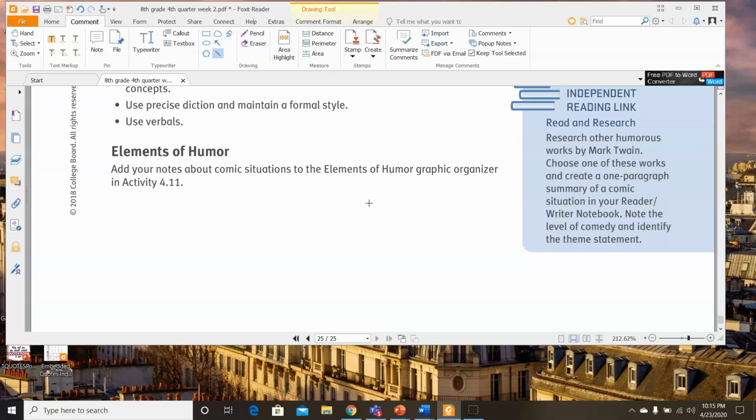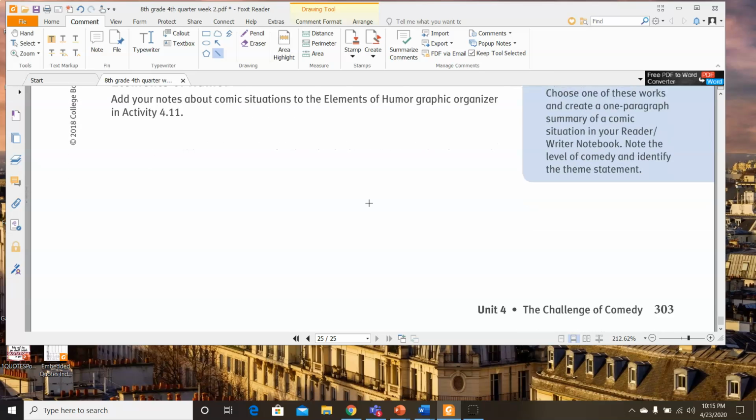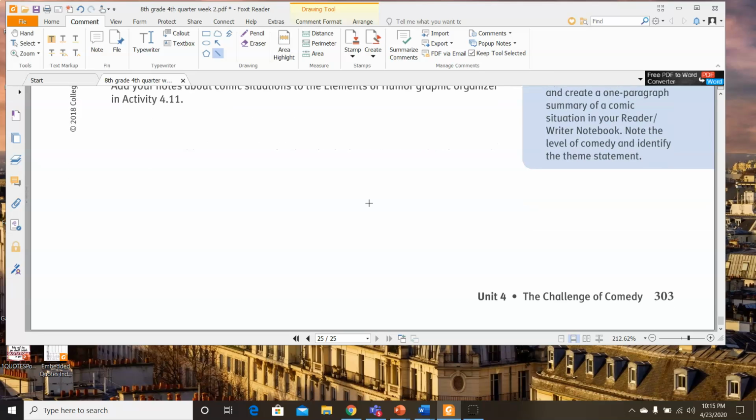Last but not least, you're going to be adding your notes about comic situations to the Elements of Humor graphic organizer in Activity 4.11. So that concludes our Activity 4.8.